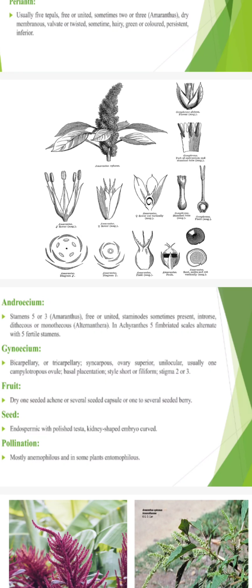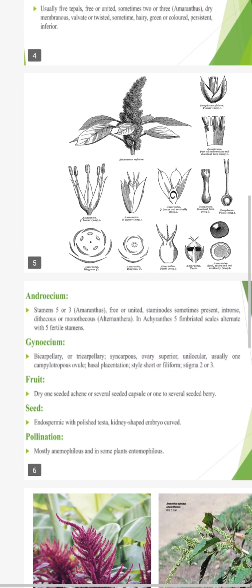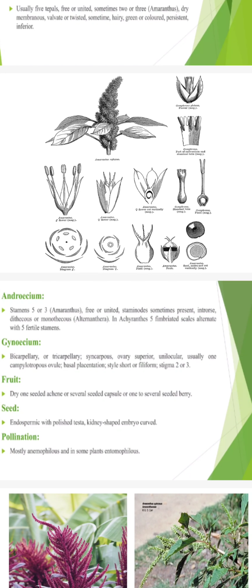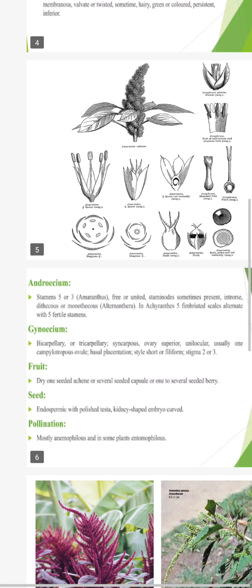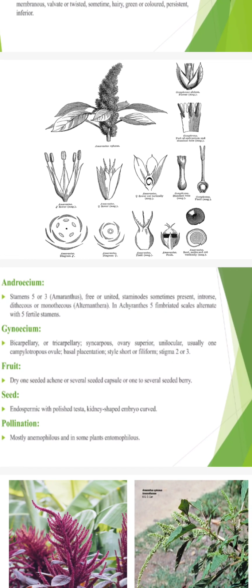Stamens are the male reproductive part of the flower. But if staminodes are present, they are not fertile in nature. That means they are sterile. Then gynoecium. Gynoecium is bicarpellary or tricarpellary. That means 2 carpels are there or 3 carpels are there. Syncarpous, ovary superior, unilocular. Usually one campylotropous ovule is there, basal placentation. Style short or filiform, stigma 2 or 3.